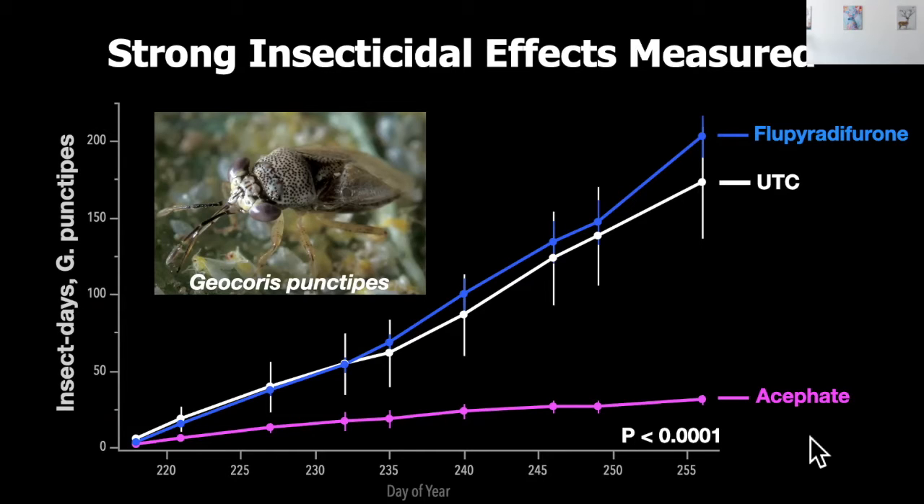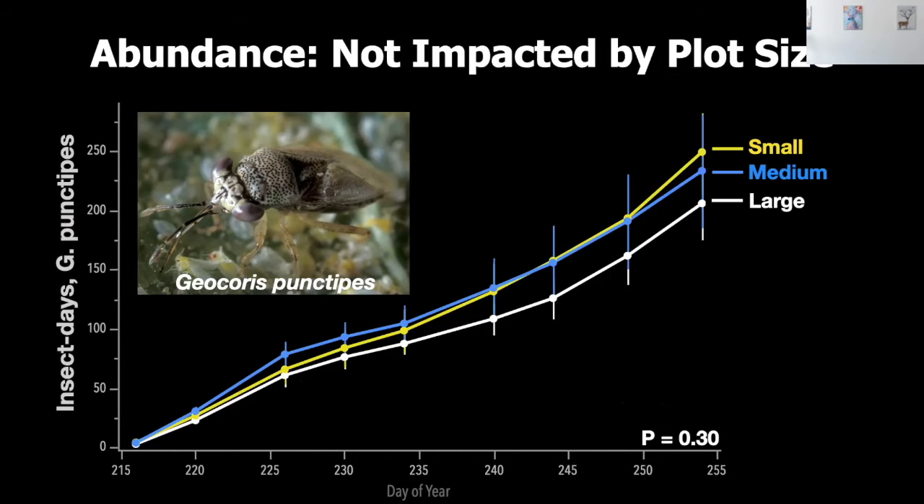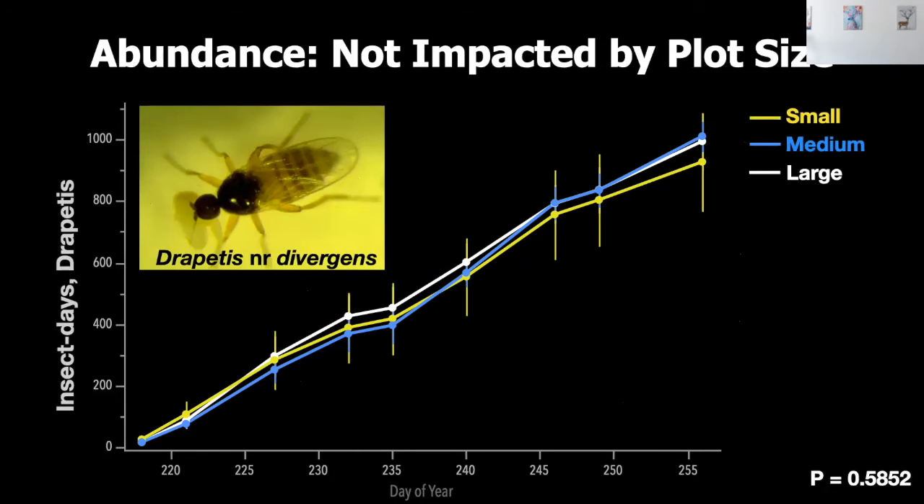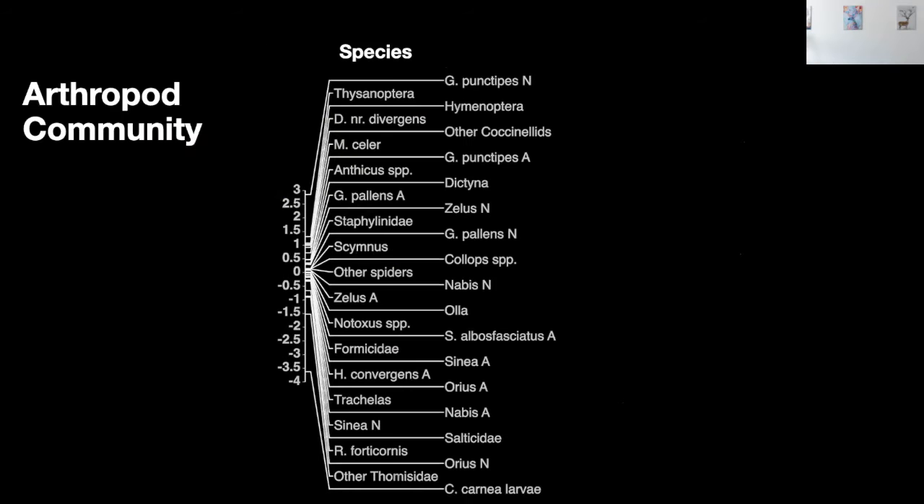Next, let's continue looking at big-eyed bug abundance, but let's focus only on the main effect of plot size. So here we have the small, medium, large, and there was no effect of plot size. Here's another example with minute pirate bug, and again, no effect of plot size. And there was no ordinal pattern such as small, medium, large as one would expect. Here's another example of Drapetis, and again, no effect of plot size.